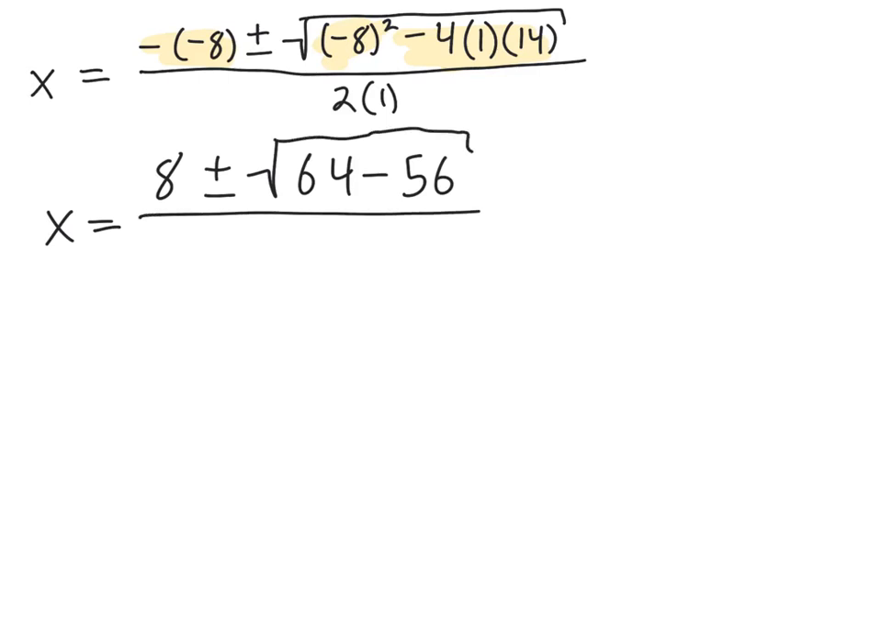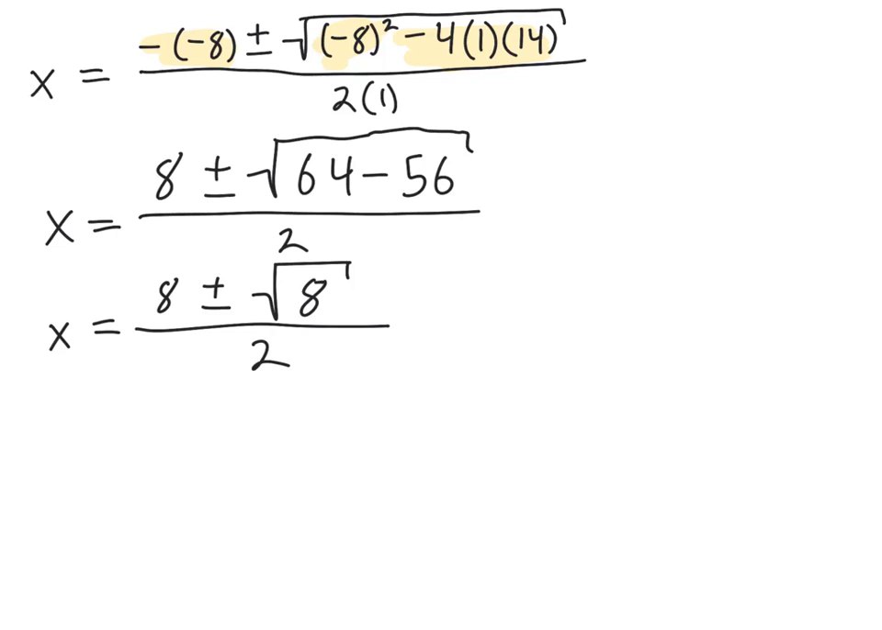Okay, and then on bottom we have 2 times 1, which is just 2. Alright, moving right along, I'm going to simplify the square root now. 64 minus 56, well, that's just 8, I believe, yeah, 8, and divided by 2. Okay, now we can simplify this square root.